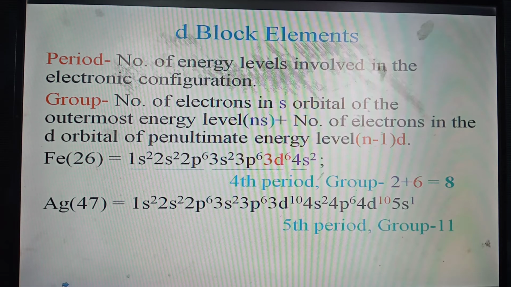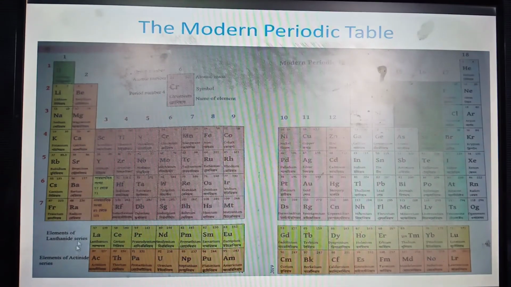Let us justify. Silver is placed in the fifth period, group 11. This is silver. So with the help of this technique, you can determine the position of any d block element from the electronic configuration.